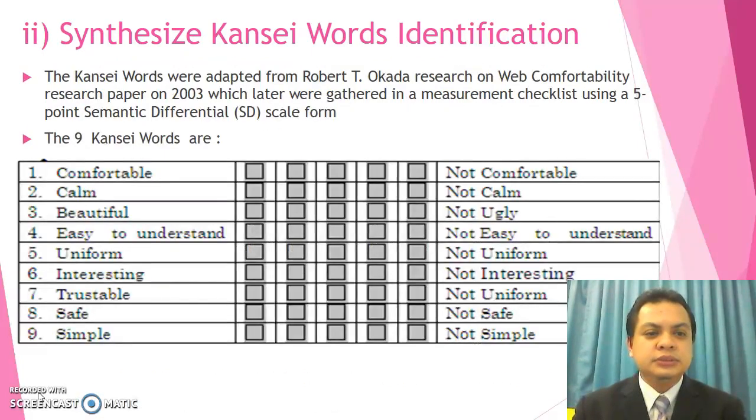And the second one is synthesize the Kansei word identification. The Kansei words we adapted from Robert T. Okada, the founder of the web comfortability paradigm, based on his paper in 2003. We adapt the Kansei words and gather them in a human checklist using 5-point semantic differential scales, as we see on the screen. There are 9 Kansei words: comfortable, calm, beautiful, easy to understand, uniform, interesting, trustable, safe, and simple. The user will tick any box here to measure their feelings.